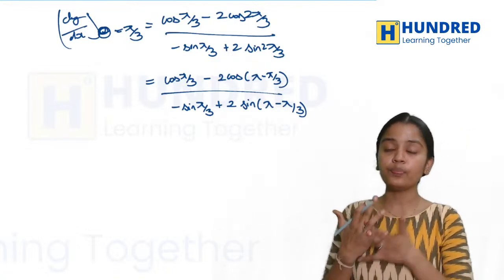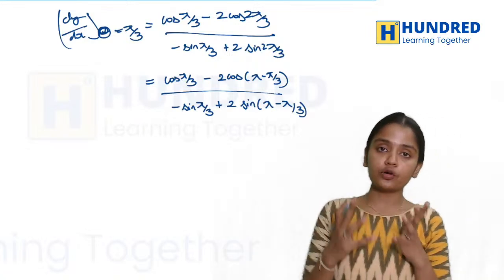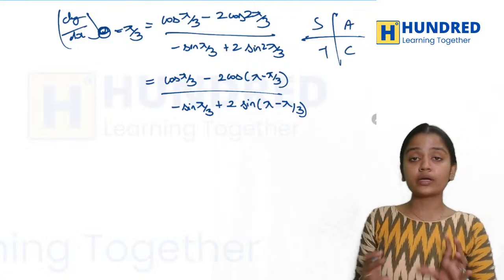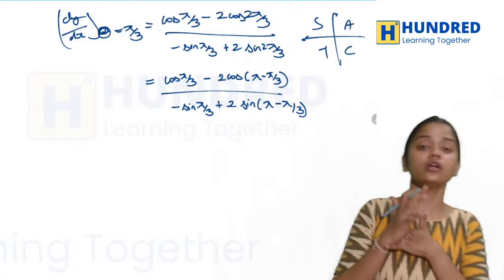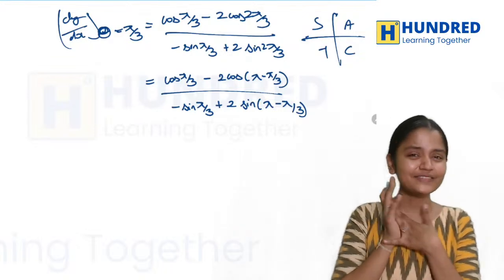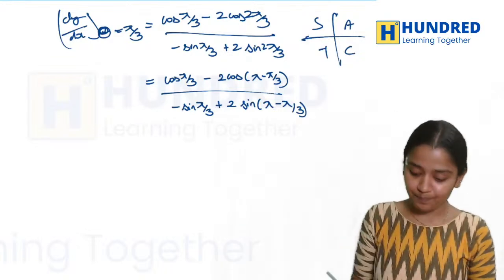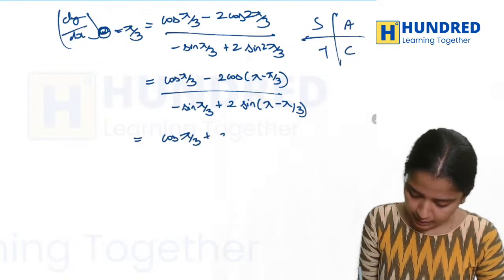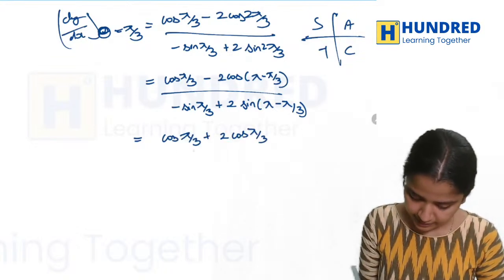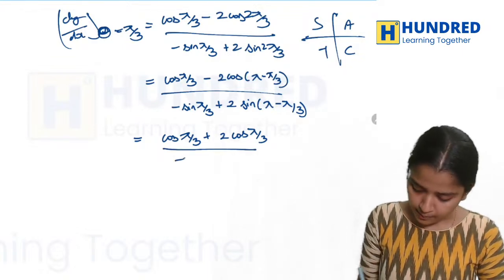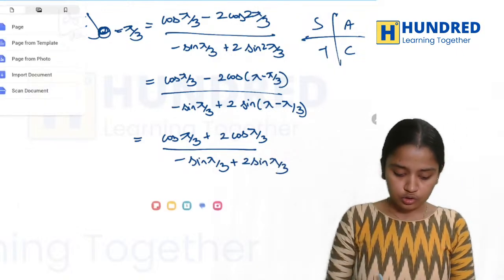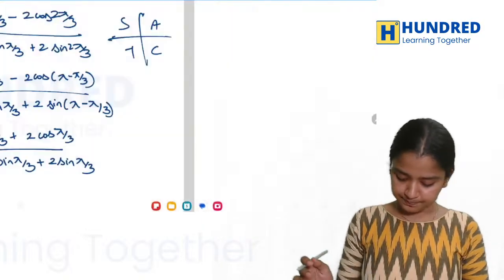In the second quadrant, what is the value of theta? In the second quadrant, sin theta alone is positive, and cos theta is negative there. So it will be cos pi by 3 plus 2 cos pi by 3 divided by minus sin pi by 3 plus 2 sin pi by 3. It comes like this. So when I further do it, what will happen?